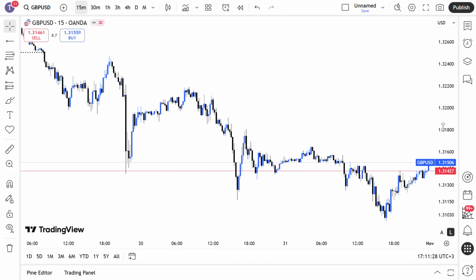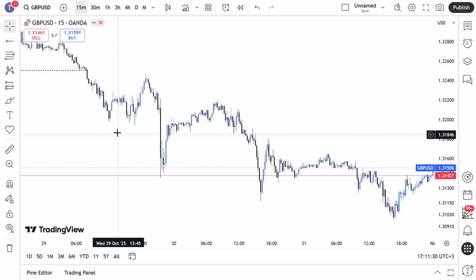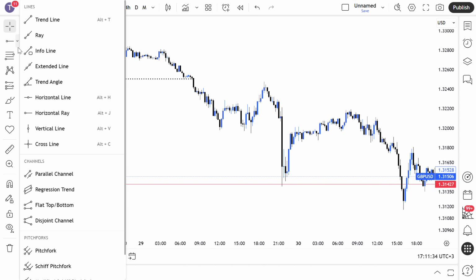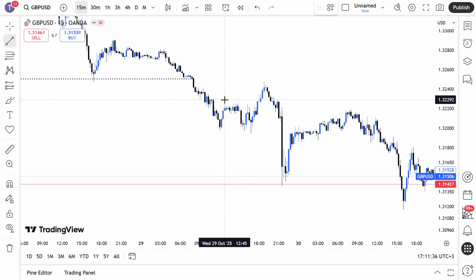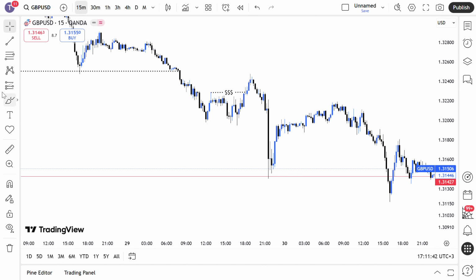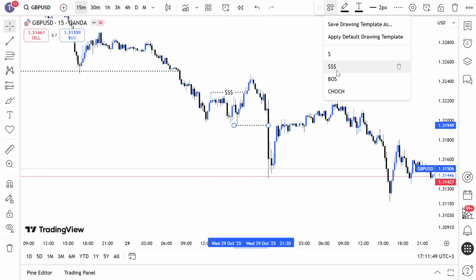So my break of structure, my valid break of structure, is at this point. We have the sweep of liquidity above here. This is my sweep of liquidity, and now I have my break of structure down here.